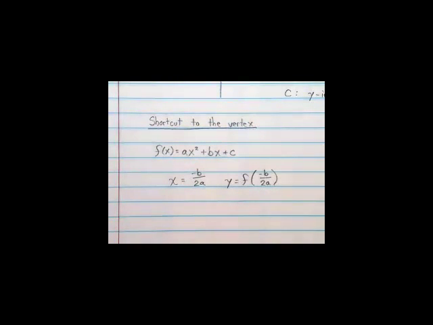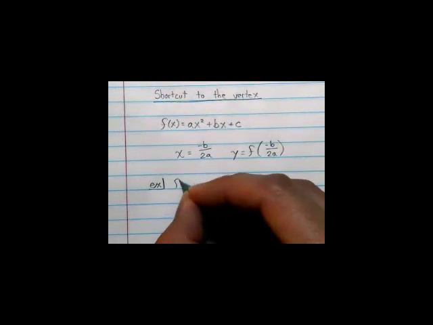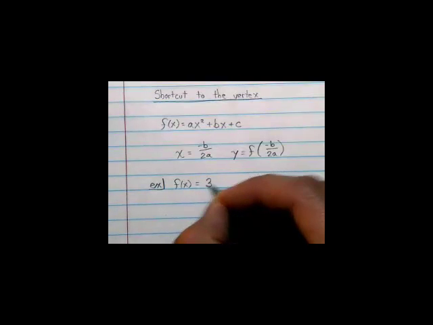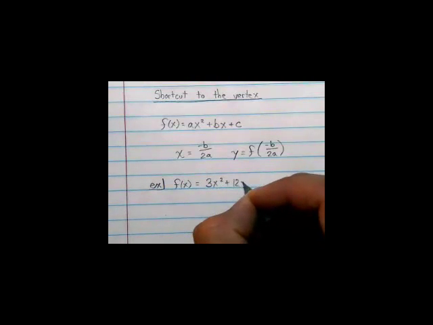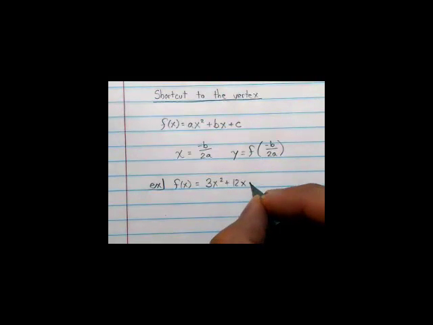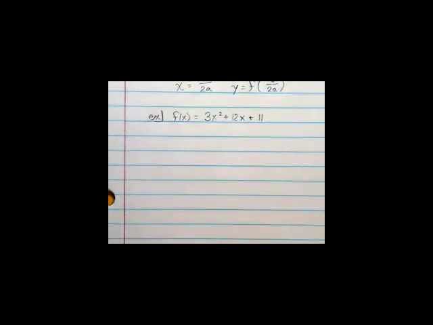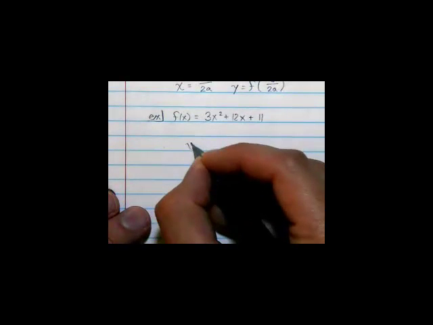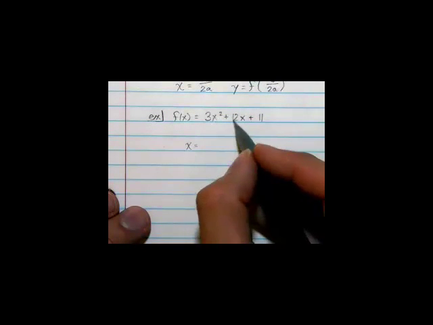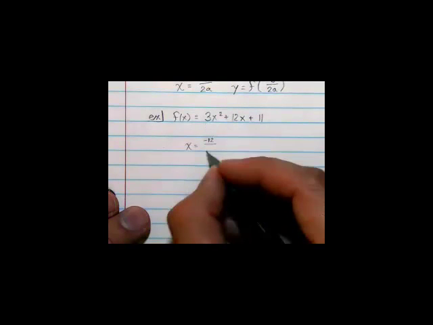Okay? So let's take our last example, and we'll quickly get the vertex. The answer should come out to negative 2, negative 1, right? So if we've got f of x equals 3x squared plus 12x plus 11, let's say my only goal is to find the vertex. I don't want to sit there and do all that completing the square. I don't need to graph the thing. I just want the coordinates of the vertex real quick, and that's it. So the x-coordinate of that vertex is negative b, negative 12, divided by 2a, 2 times 3.